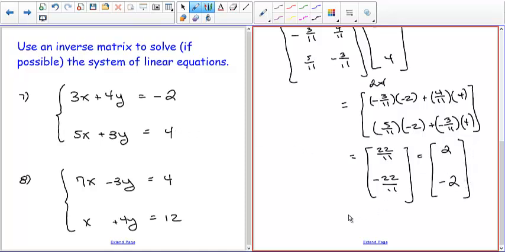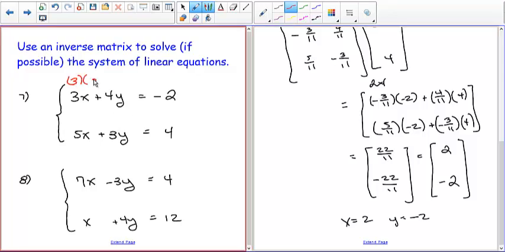So x equals 2, y equals negative 2. If we go back and plug those in, we'll have 3 times 2 plus 4 times negative 2. That's 6 minus 8, which is negative 2. Check. And then we have 5 times 2 plus 3 times negative 2. So you get 10 minus 6, which is 4. Checks out. Okay, so that's number 7.